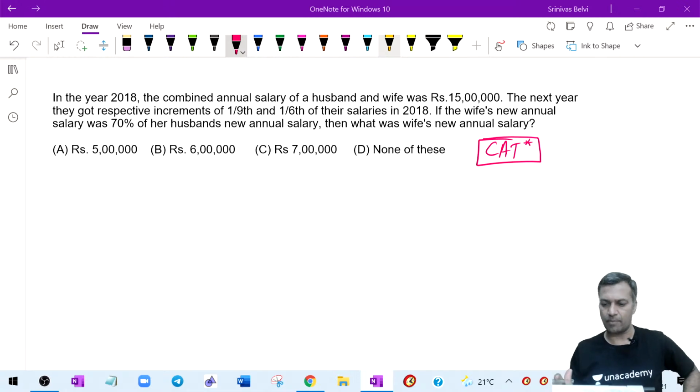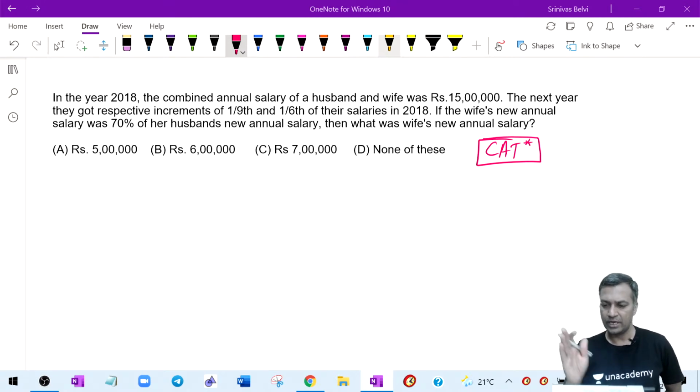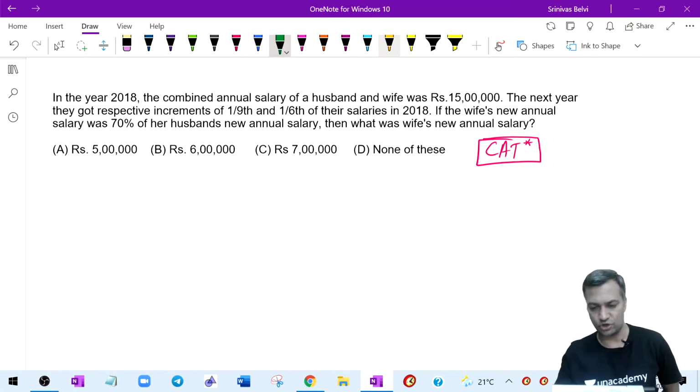In one of the years, the combined annual income of a family, husband and wife, is about 15 lakhs. The next year, they got respective increments. The husband got a 1 by 9 increase, the wife got a 1 by 6 increase on their salaries in 2008. Listen carefully. If the wife's new annual salary was 70% of her husband's new annual salary, then what is the wife's new annual salary? Let's find out.